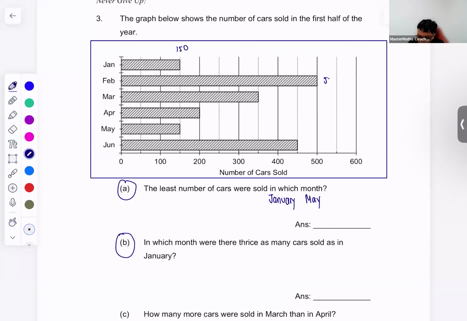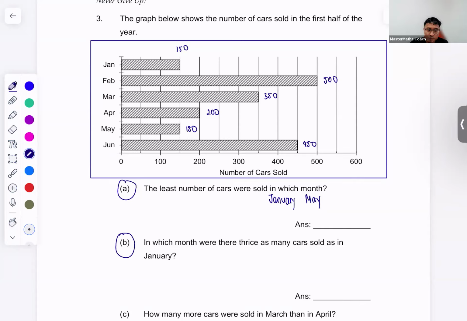500. March? 350. How about April? 200. And then May? 150. And the last one? 450.